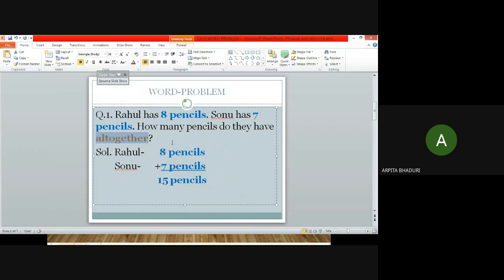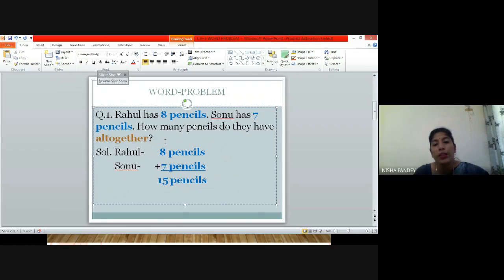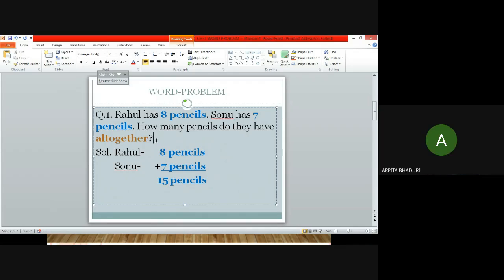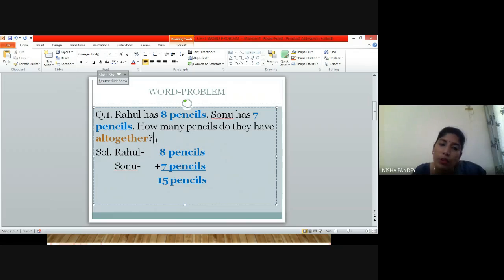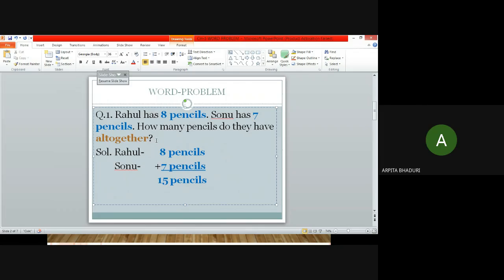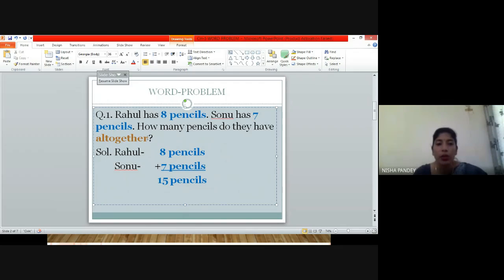All together. So do you remember we discussed earlier, if this word is given in the word problem, what do we have to do? Do we have to subtract or add? Ma'am, we have to add. We have to add, right? Because this word represents addition. All together means when we put the things together. So if we put 8 pencils and 7 pencils together, how many will it be? So yes, we have to add them.